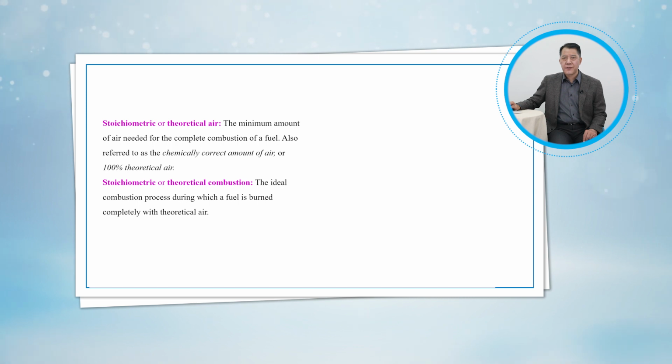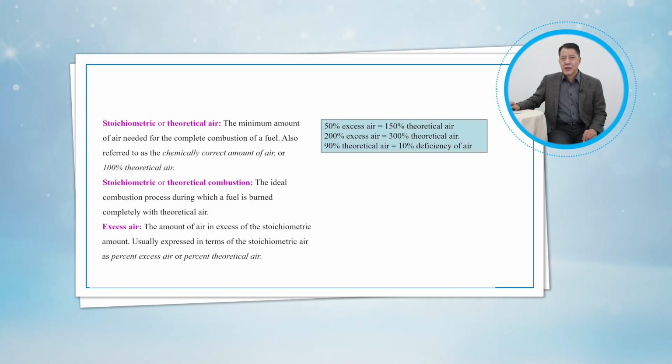The ideal combustion process during which a fuel is burned completely with theoretical air is called the stoichiometric or theoretical combustion of that fuel. In actual combustion processes, it is common practice to use more air than the stoichiometric amount to increase the chances of complete combustion or to control the temperature of the combustion chamber.